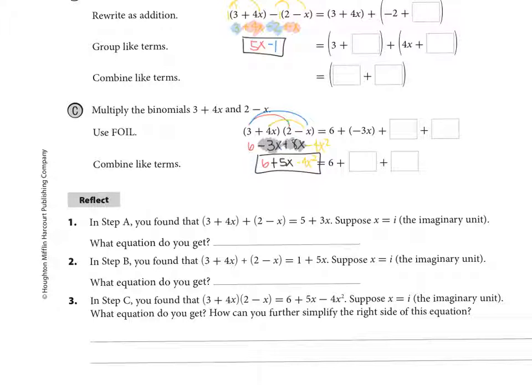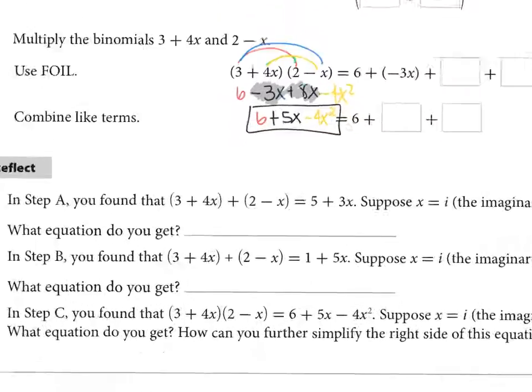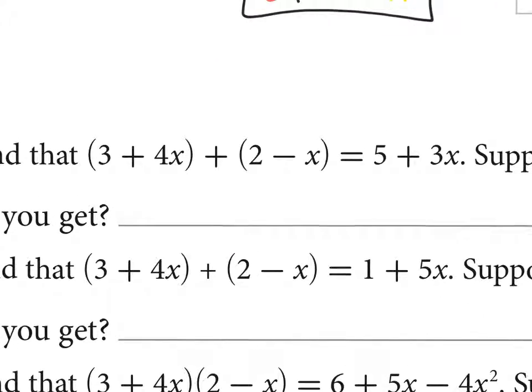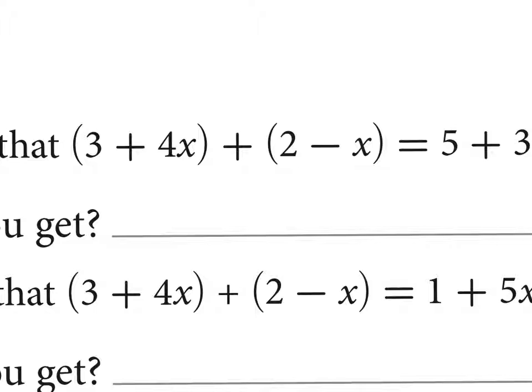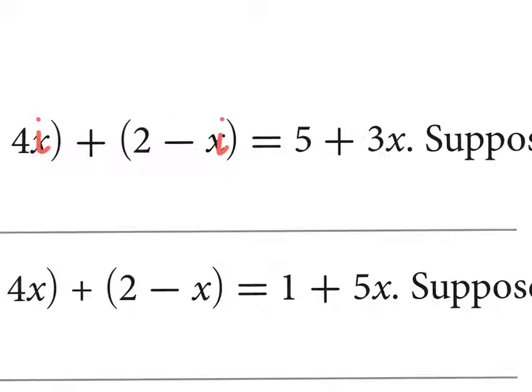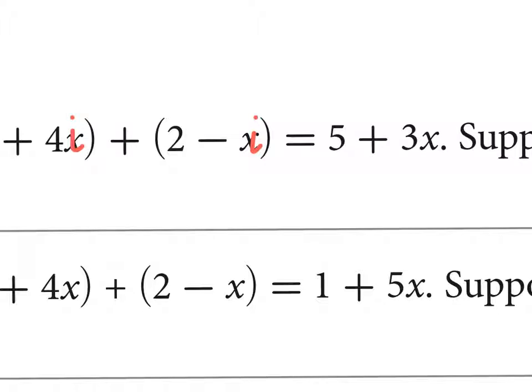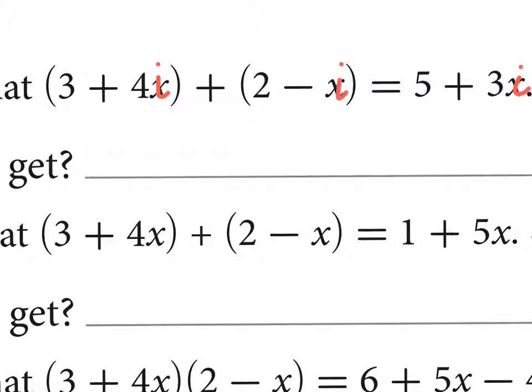So really what we're talking about today is if instead of having an x, where we have our variables, we had i, the imaginary number, what they call the imaginary unit. Well, if instead of x, this was an i, then my answer would really be 5 plus 3i. And if instead of x in the 3 plus 4x plus 2 minus x, that x was again an i, then my answer would be 1 plus 5i.